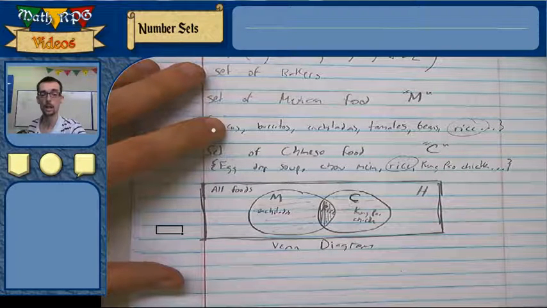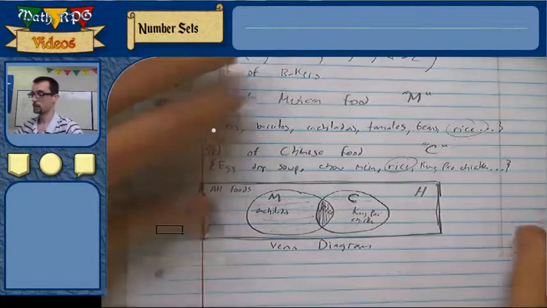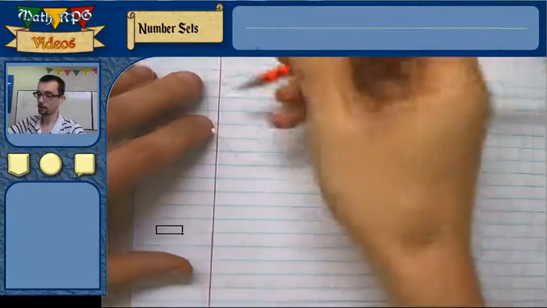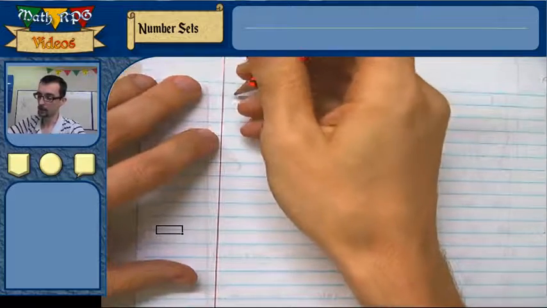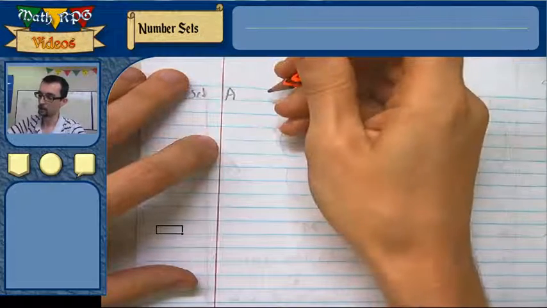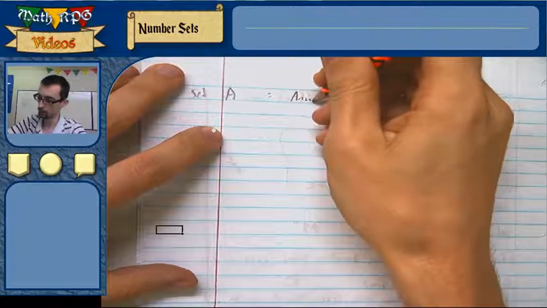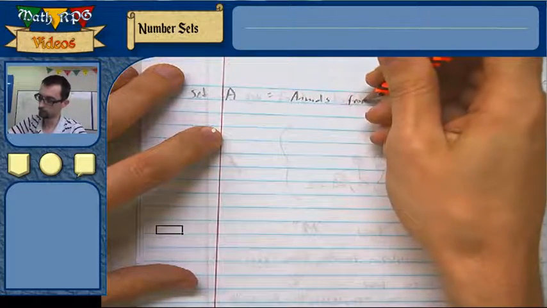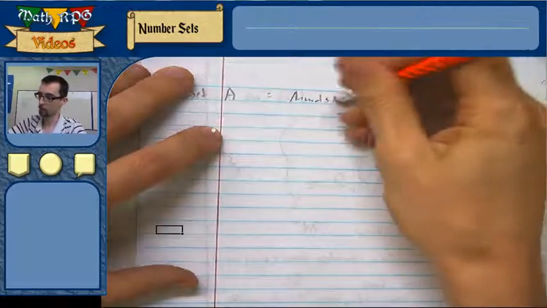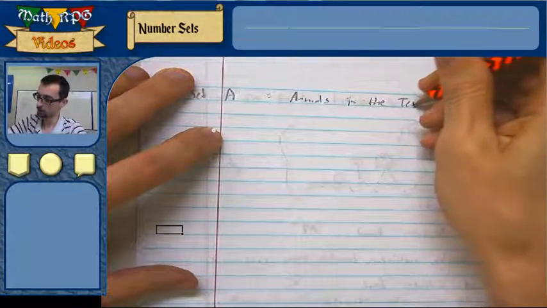Okay, now let's show you one more. So I'm going to do a set. Let's say set A, which is the animals inside the Texas Zoo in Victoria. Have you been there yet? It's pretty cool.